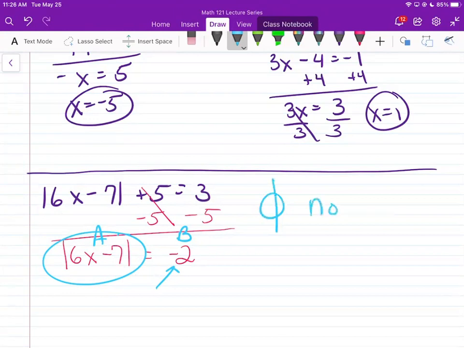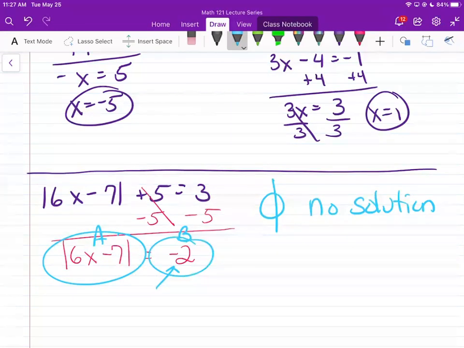There is no solution. If you did work this out, when you plugged both answers back in, you would find out that neither statement would hold true. And hopefully that would keep you from making a mistake as long as you remember to check it. However, if you recognize from the get-go that absolute value cannot be negative, you do not have to complete that process.